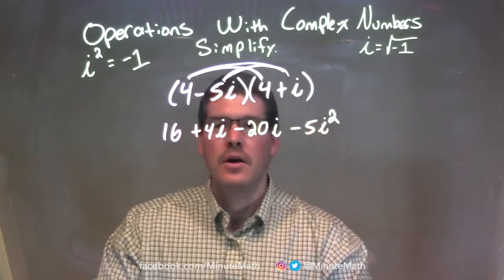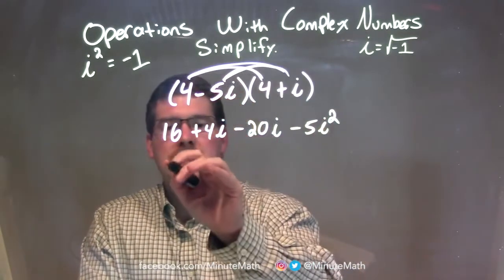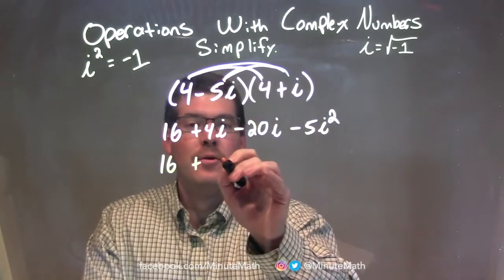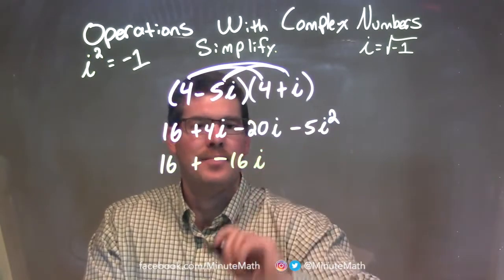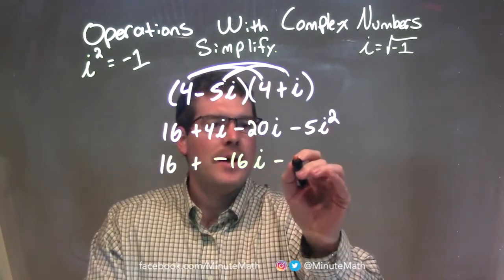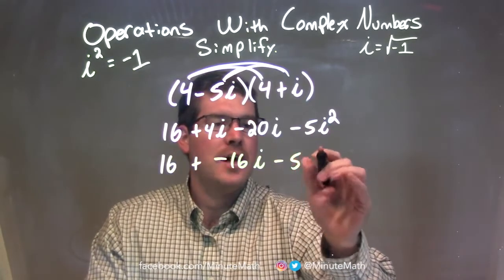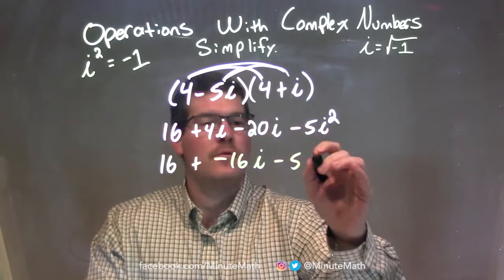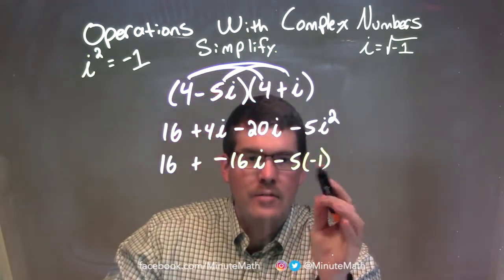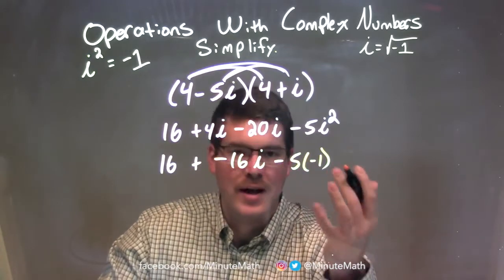squared. So let's go simplify this a bit. 16 just comes down. Let's combine the 4i and minus 20i to get a minus 16i. Right? 4i minus 20i is a negative 16i. Now we have the minus 5 times, well, i squared becomes a negative 1. So we have negative 5 times a negative 1, which is really a positive 5.